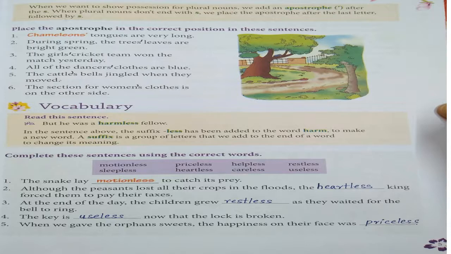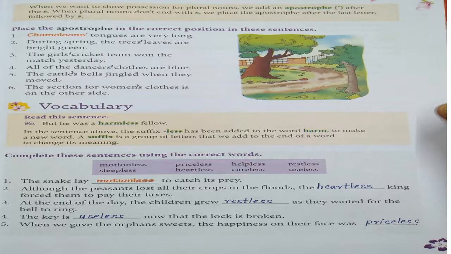The key is dash now that the lock is broken. Useless. Use is the main word or root word to which the suffix LESS is added. So use is changing to useless. So the key has become of no use because the lock is broken. What is the use of a key without a lock?